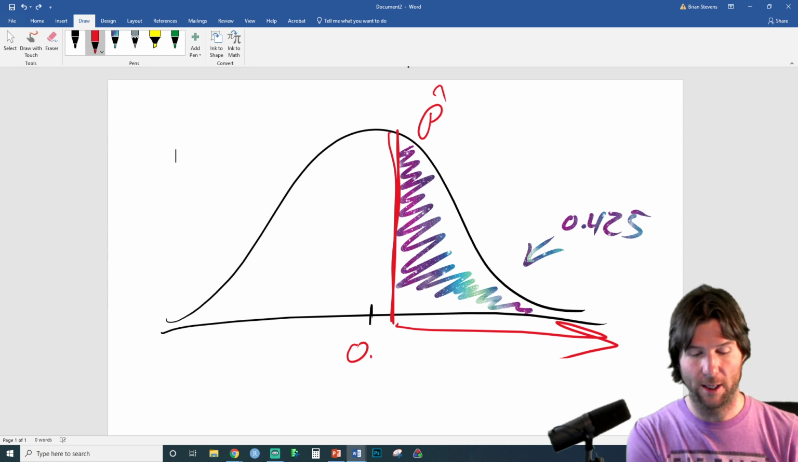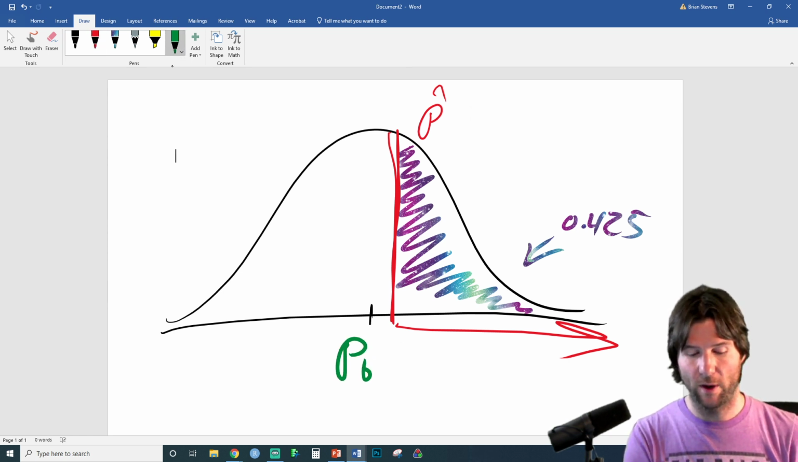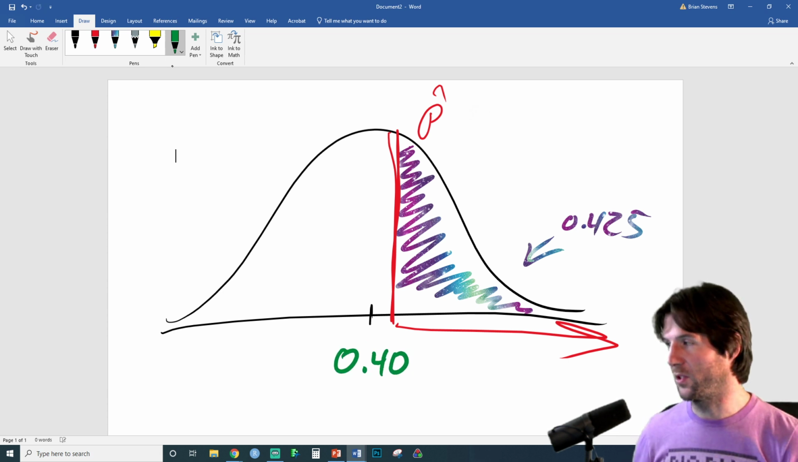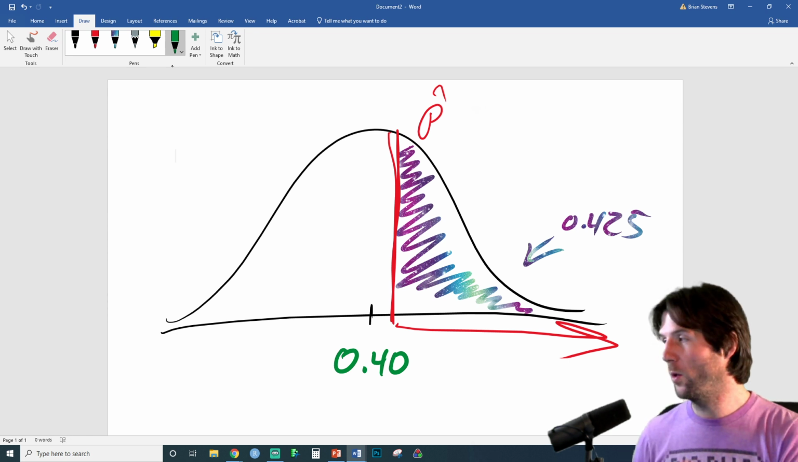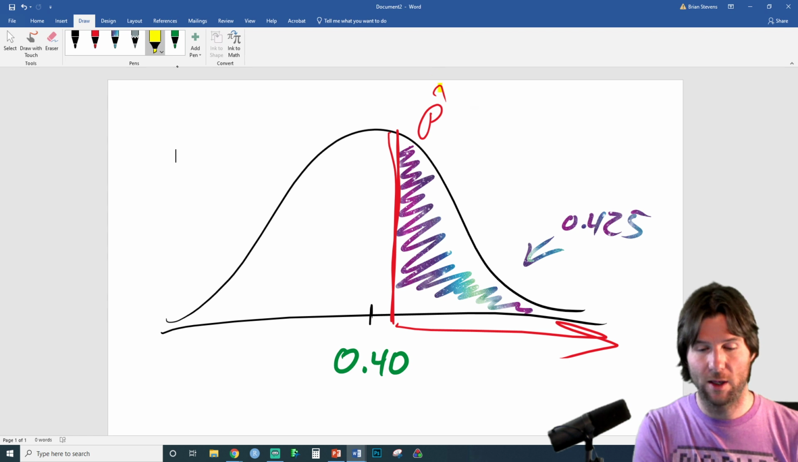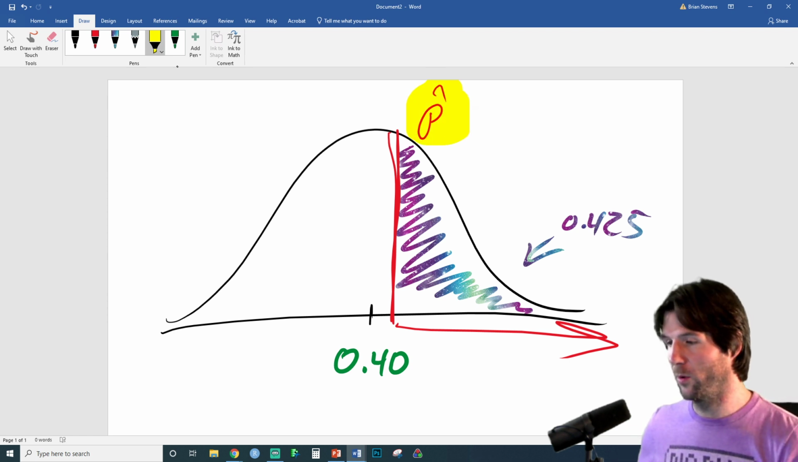Now, I should do that in a different color not to cause confusion. What we're hypothesizing right now is right here. So at the very center of this curve is 40%, because we're hypothesizing that 40% is true. So tell me, do you think what we observed in this p hat right here was very likely given the null is true? Does it sound like a result like that or more extreme is very likely?